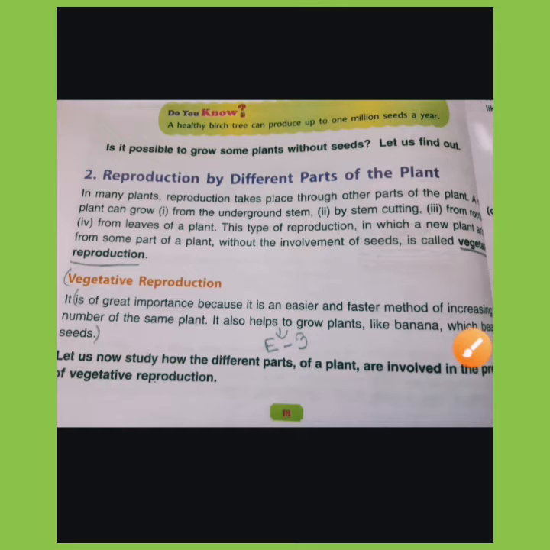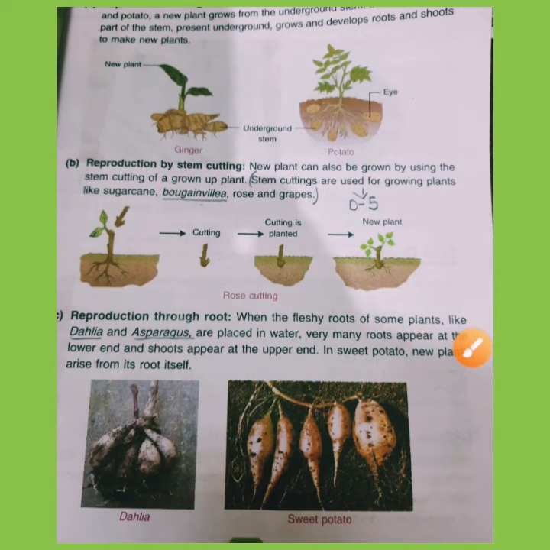When reproduction takes place by different parts of the plant, such type of reproduction is called vegetative reproduction. It has great importance because it is an easier and faster method of increasing the number of the same plant. It also helps to grow plants like banana which bear no seed. Next we will see the different methods of vegetative reproduction.